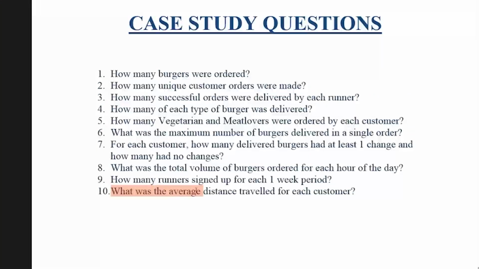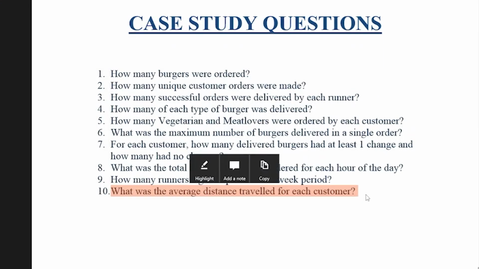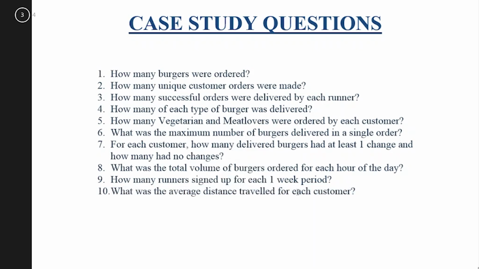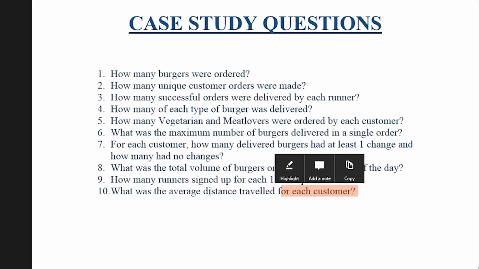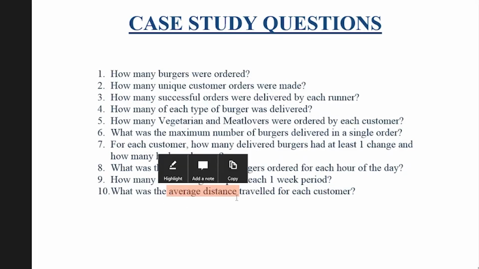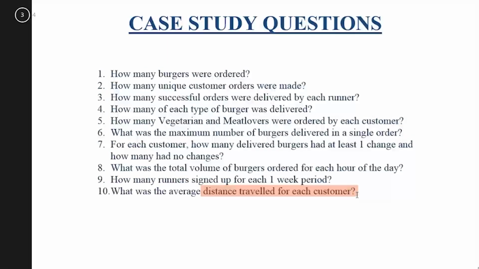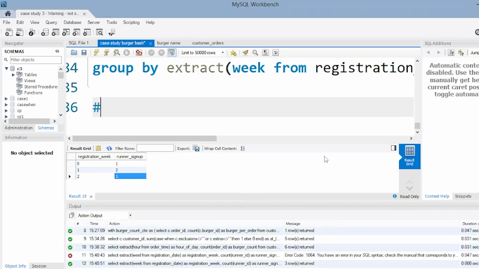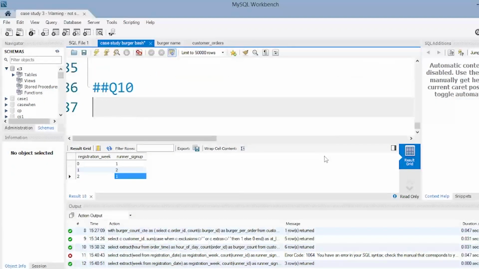Next, what was the average distance traveled for each customer? So you get 2 hints that for each customer, which means you have to group it by the customer ID. Then average distance, which means you are going to use the average function. Okay. Another hint is traveled for each customer. Traveled means the distance should not be equal to 0. Correct? The condition that we have used so far in all the queries, that the distance should not be equal to 0. The duration.